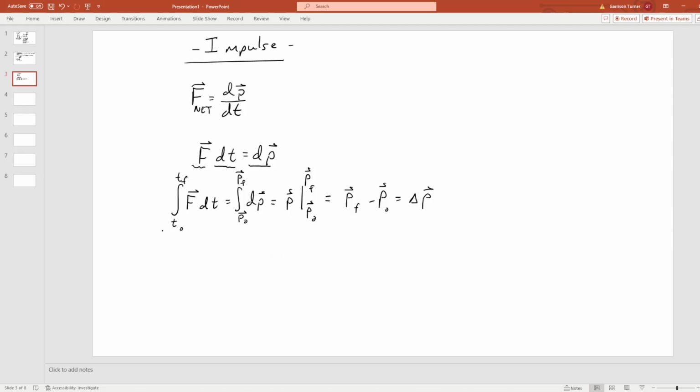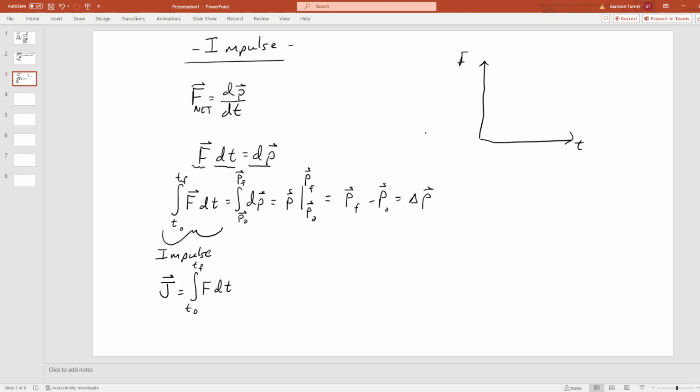Now, this left-hand side, this is what we define as impulse. And it gets the letter J. So this represents the area under a force versus time curve. So if I have a force as a function of time, and for the moment, let's just say the force is constant.